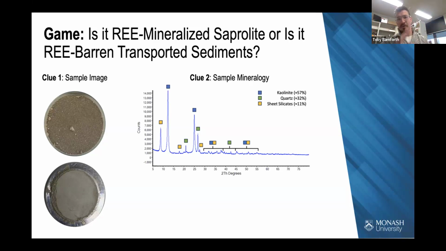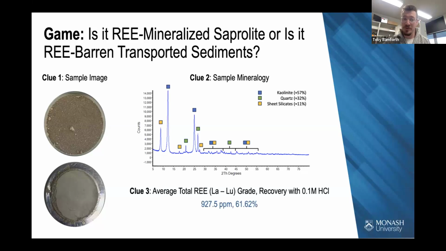So we can't look at the material and we can't look at the mineralogy as a way of determining whether we have enrichment. We can look at the enrichment, right? We can look at the total rare earth grade, and we can also look at recovery. So in this sample, the grade is just under 1,000 ppm total rare earth oxide with about a 62% recovery with pH 1 hydrochloric acid.